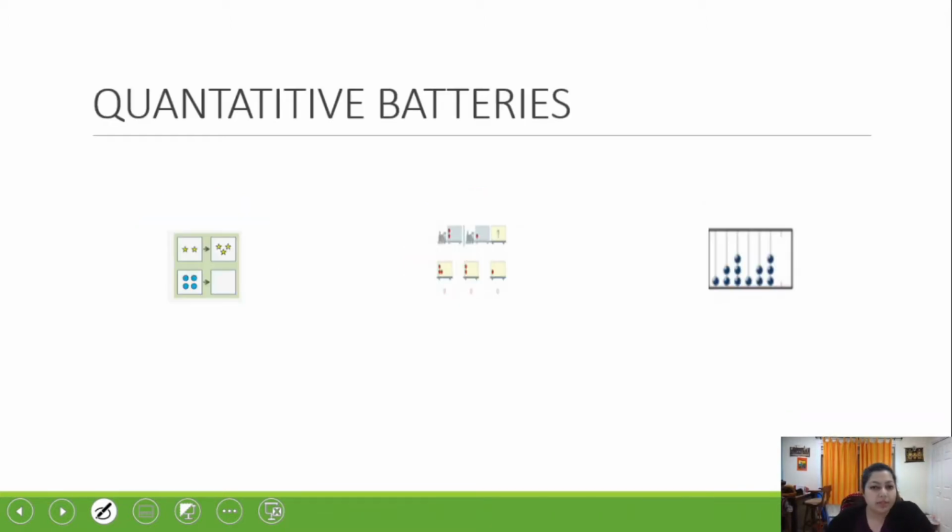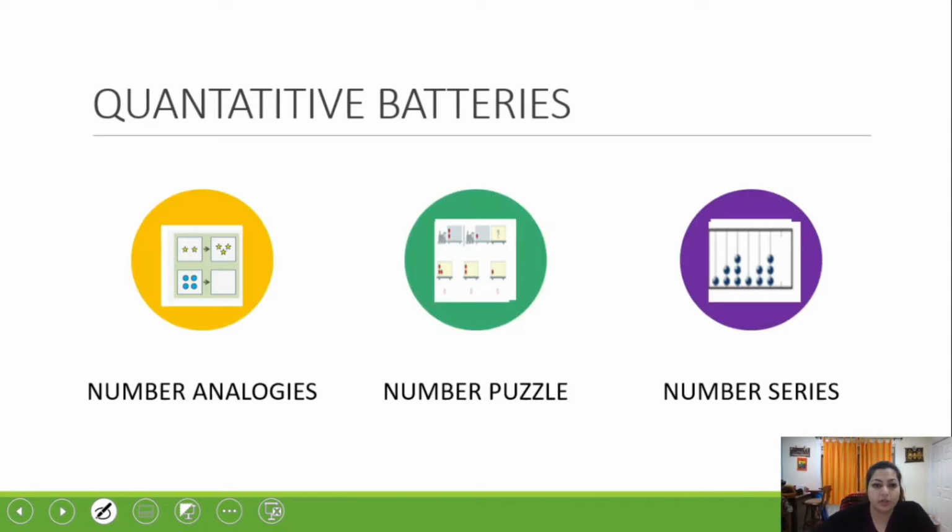And then we have the quantitative battery. The quantitative battery deals with numbers, under which we have number analogies, which we already covered during the screening time. Then we have number puzzles, and then we have number series. So you have to do one thing at a time, but try not to do one thing too many of them.